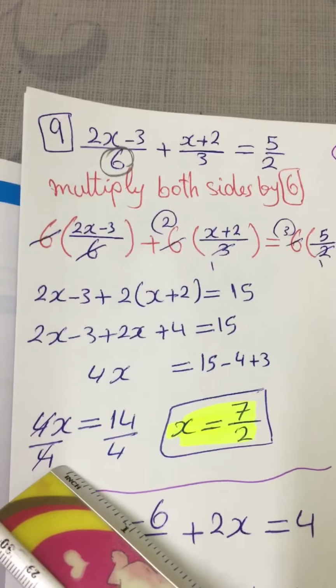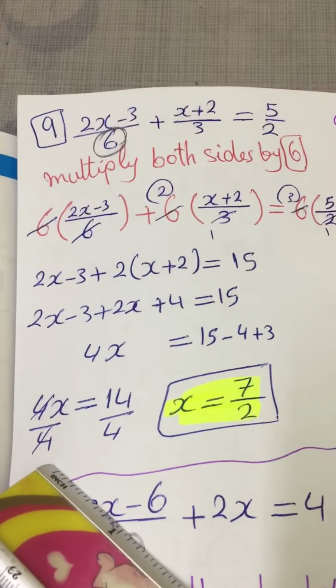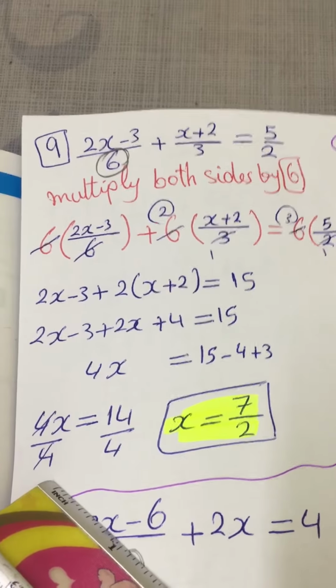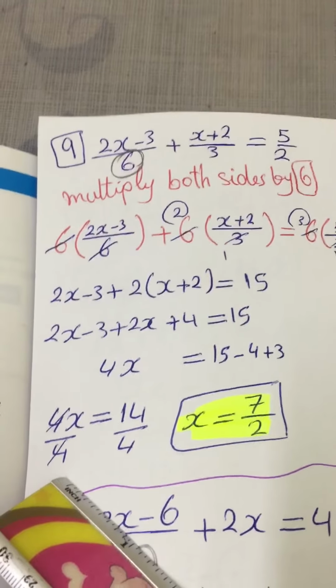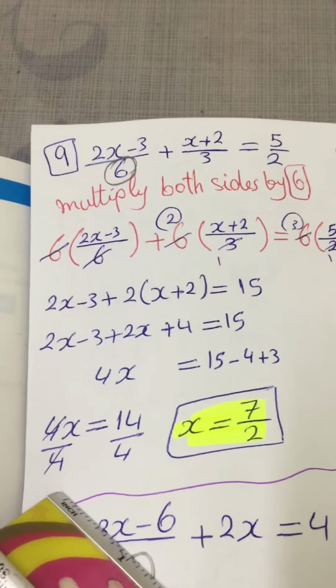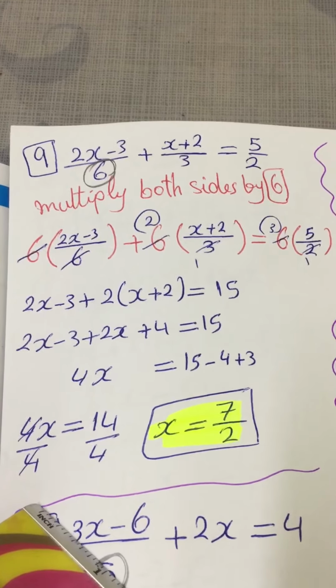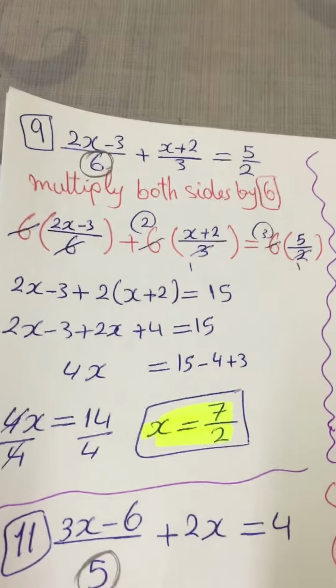To get just 1x, I'll divide by the coefficient of x, divide by 4 both sides. So x equal 14 over 4. You can simplify the fraction, divide by 2 up and down, so it will be 7 over 2. Very easy problem and interesting lesson.